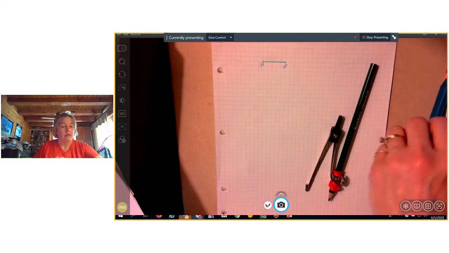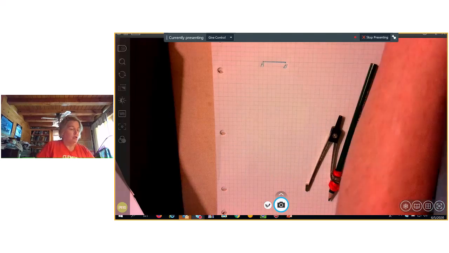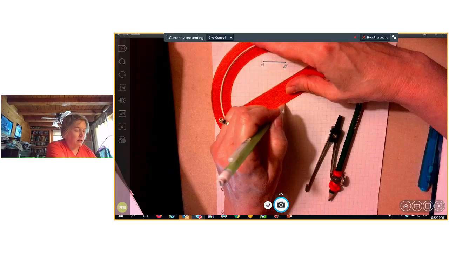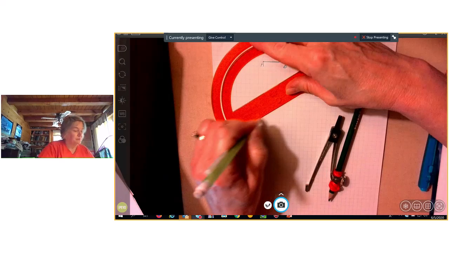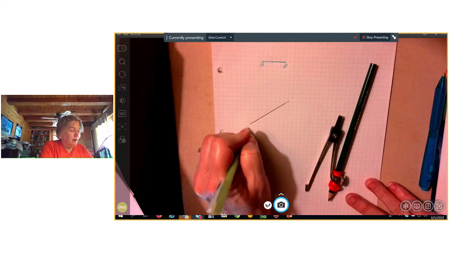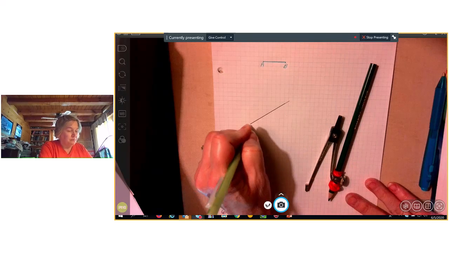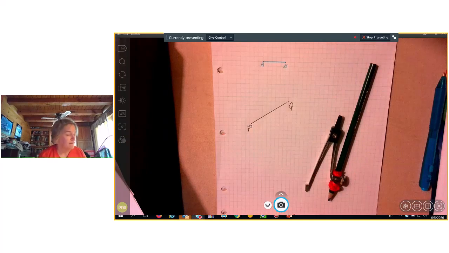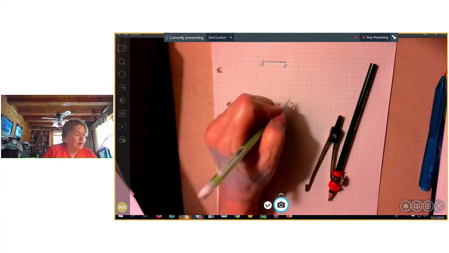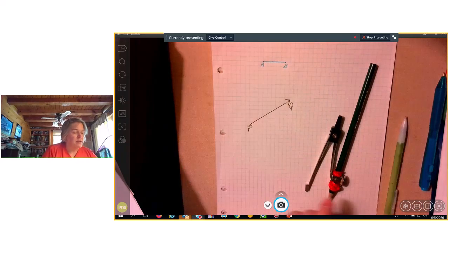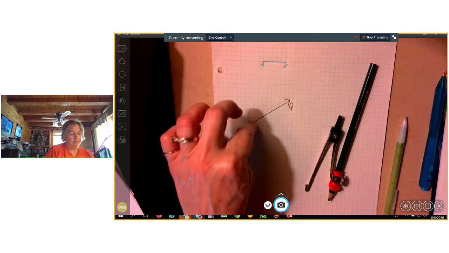Now we're going to draw another line. I'm just going to draw a straight line. I'm not measuring it. It's just going to be a ray. I'm going to label this ray PQ, and I have to put an arrow on the end. And I want you to copy this line to this line.